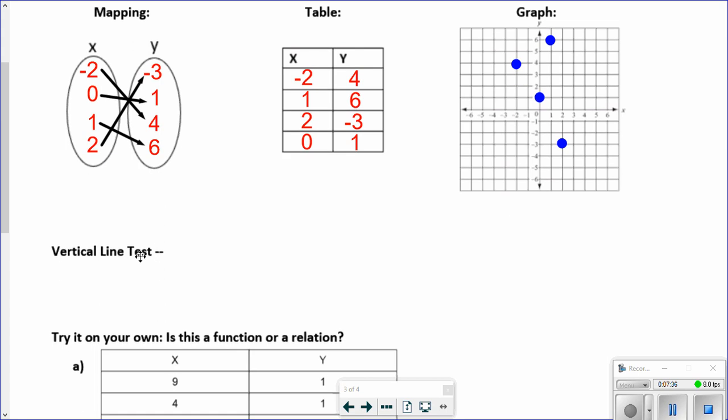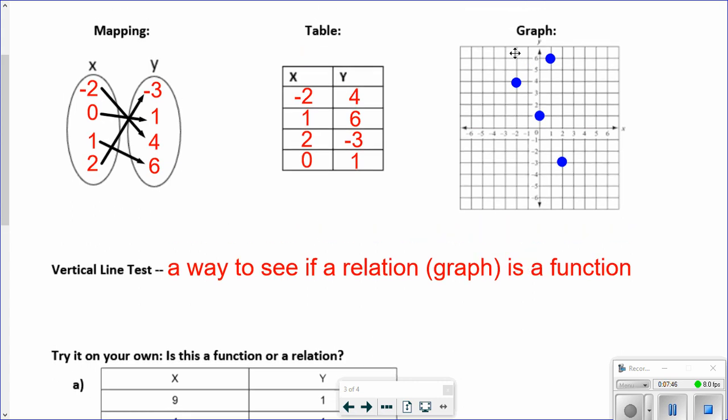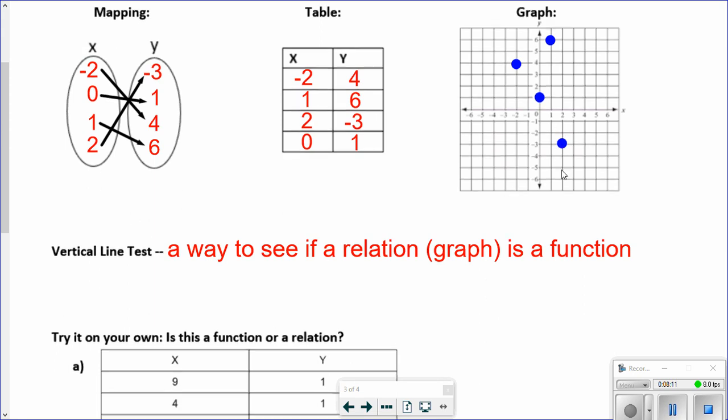Alright? The vertical line test can tell us if it's a function or not. So it's a way to see if a relation on a graph is a function. Okay? And what we do is we draw a vertical line through the graph, and if the vertical line we drew only touches the stuff that's on the graph once, it's a function. So like here, for these dots, I would draw a line through each one to make sure there's only one dot on each line. This one is a function because when I do my vertical lines, I only have one dot on each one. So it is a function.